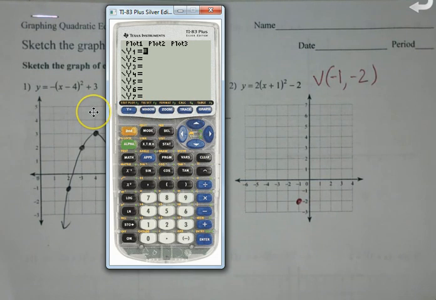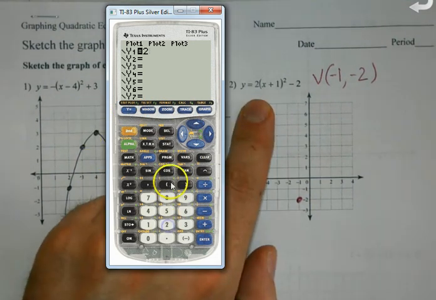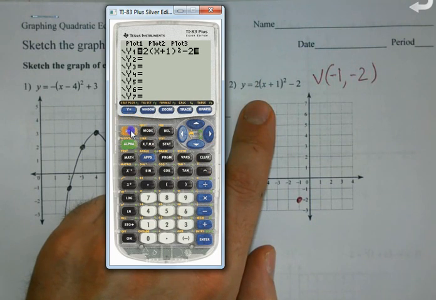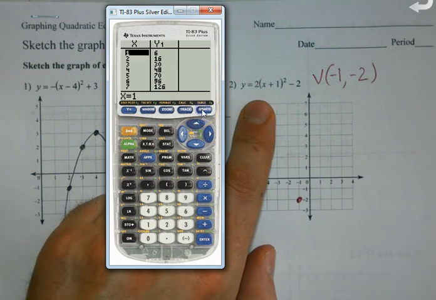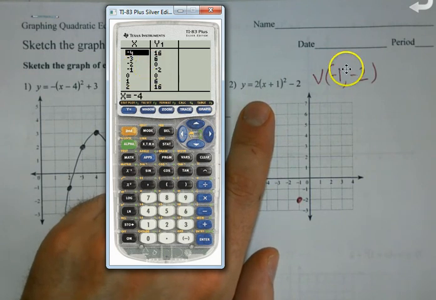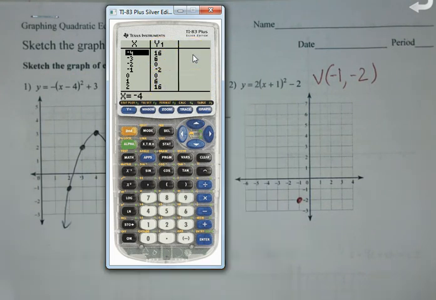And again, just type it in. 2x plus 1 squared minus 2. And again, second graph to get the table. But I want -1 in the middle. There we go. -1, -2, just like I thought. And again, I see the symmetry with the 0s, the 6s, and the 16s, which tells me that I'm doing it right.